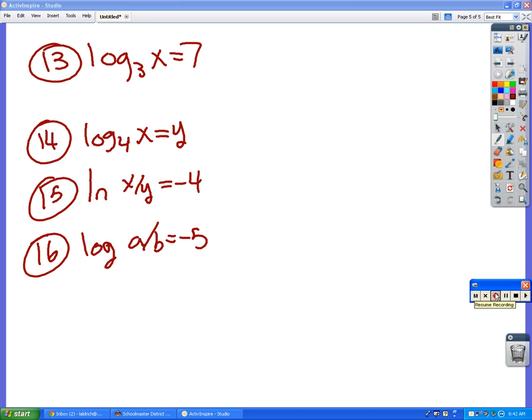Okay, so for the next ones, you are supposed to rewrite these in exponential form. Is that log 3x equals 7? Log base 3 of x equals 7, right? What this is saying is this number to this power equals that number. So 3 to the 7 equals x. Any questions? You could figure out on your calculator what 3 to the 7th is.